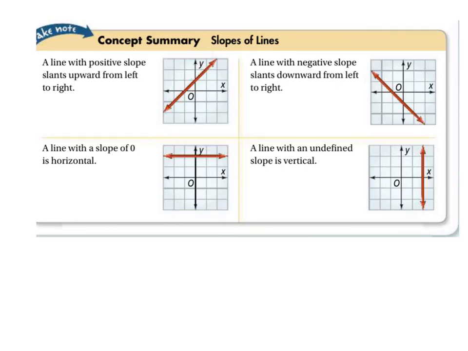And again, one more look at this. Going up from left to right is a positive slope. Going down from left to right is a negative slope. Perfectly horizontal, 0. Perfectly vertical, undefined.